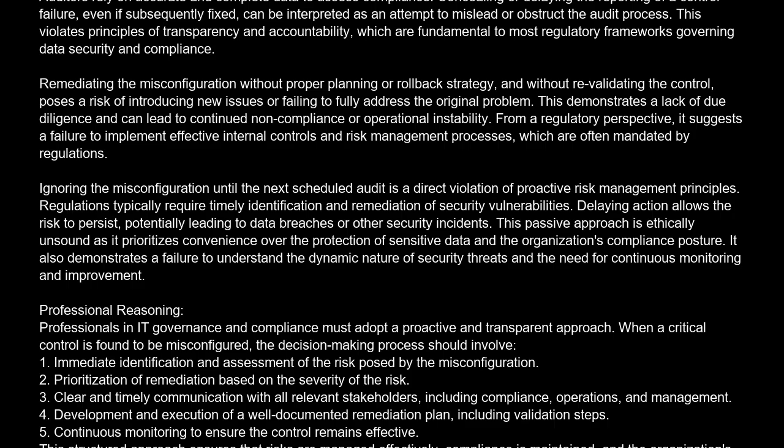4. Development and execution of a well-documented remediation plan, including validation steps. 5. Continuous monitoring to ensure the control remains effective. This structured approach ensures that risks are managed effectively, compliance is maintained, and the organization's reputation is protected. It emphasizes collaboration, accountability, and a commitment to best practices in security and governance.